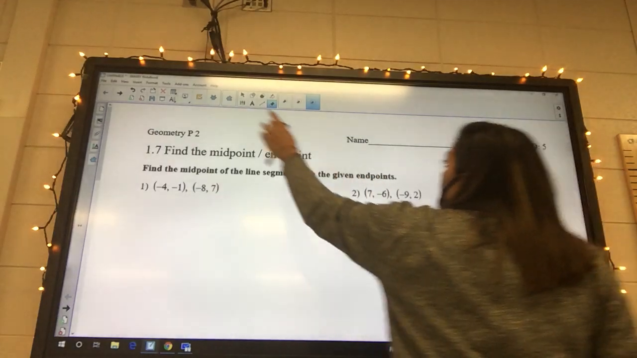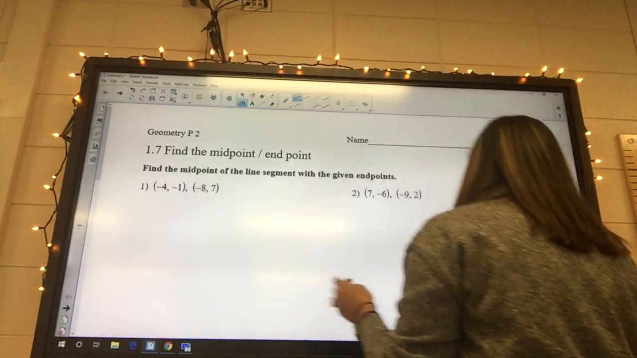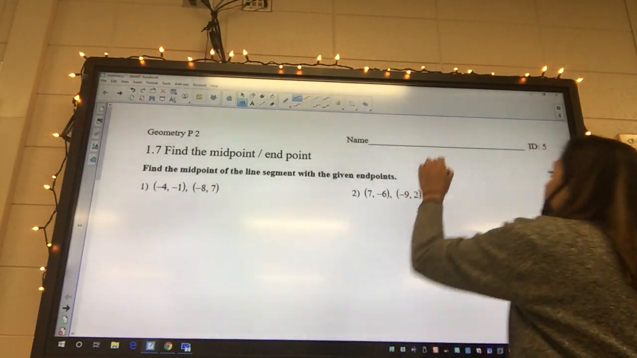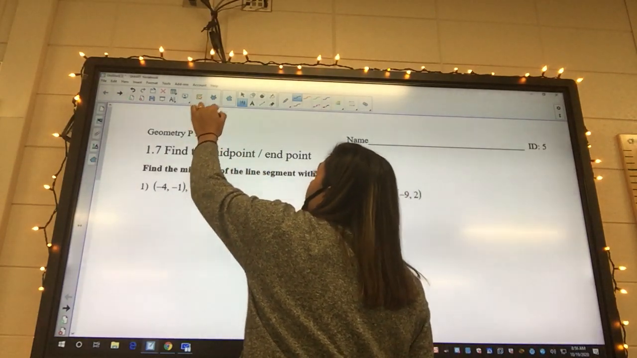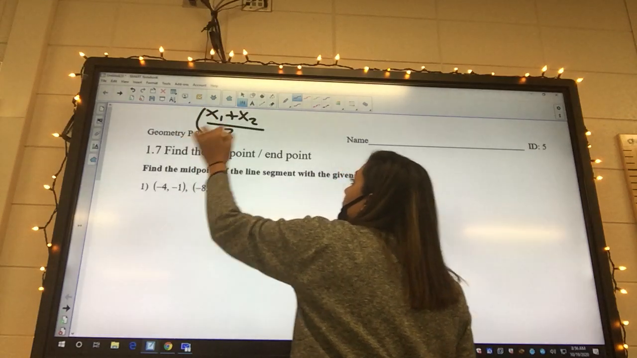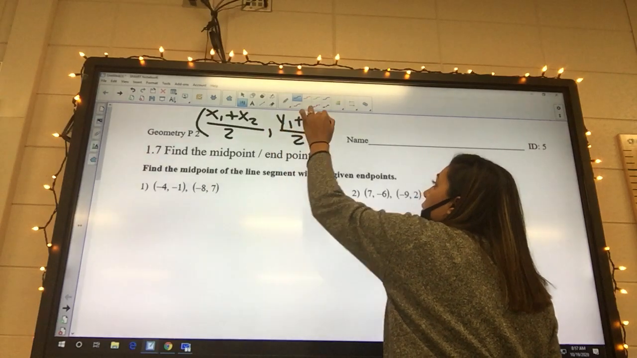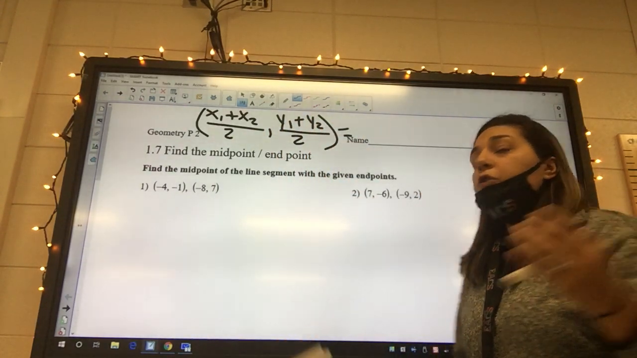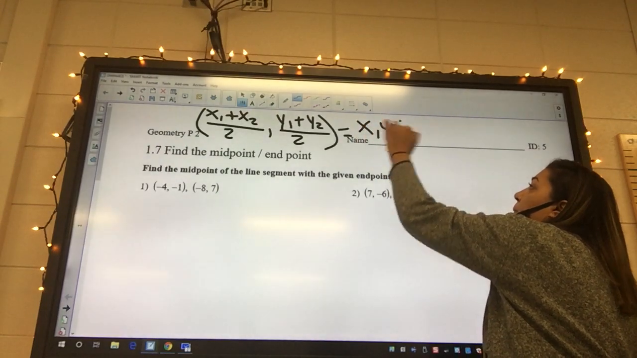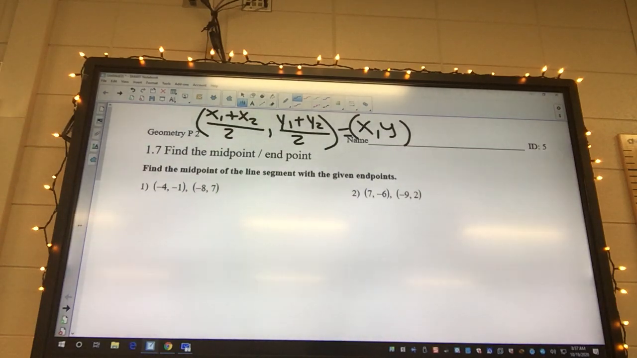Isn't it basically like the slope-intercept that you taught us last year? Kind of. So the formula is going to be, and I'm going to write it over here. So we have x1 plus x2 over 2, comma, y1 plus y2 over 2. That's going to equal our actual point, and we're going to say x, y. It looks super complicated, and it's not. Make sure you have that formula. You will not be successful today without that formula.